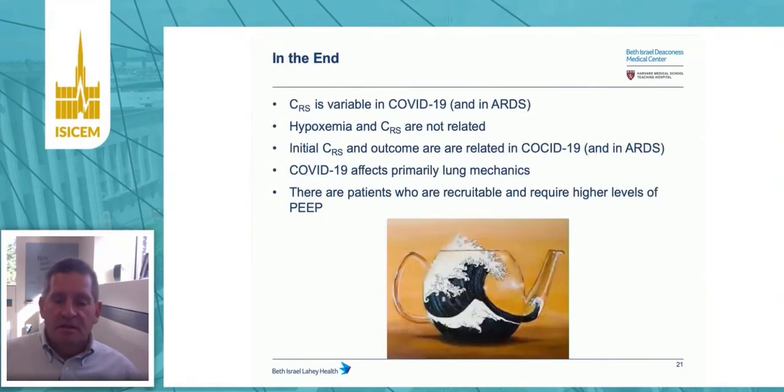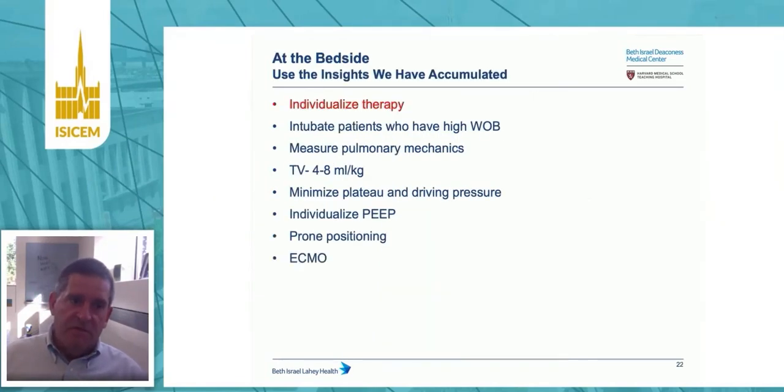So I would say that the argument over whether this is ARDS or not is a tempest in a teapot. Compliance is variable in COVID-19 as it is in ARDS. Hypoxemia and compliance are not related. Initial compliance and outcomes are related in COVID-19 and in ARDS. COVID-19 primarily affects lung mechanics. It's a pulmonary disease, and there are groups of patients who are recruitable and require higher levels of PEEP.